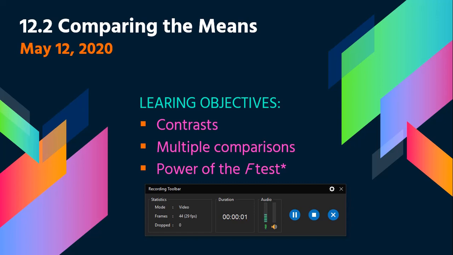Today we're going to start our final section, 12.2, where we compare the means. You can use a date of May 12th. So the learning objectives in this section, we're going to go through contrasts and we'll do some examples and we'll look at multiple comparisons and then we'll briefly touch on the power of the F-test. Don't panic, we're not doing any power calculations.